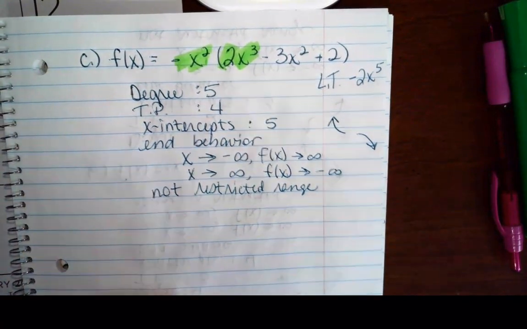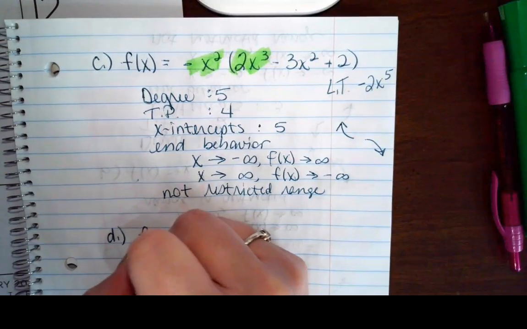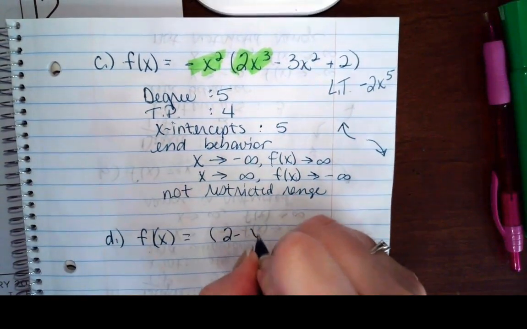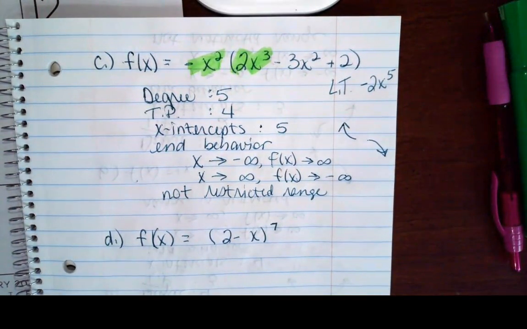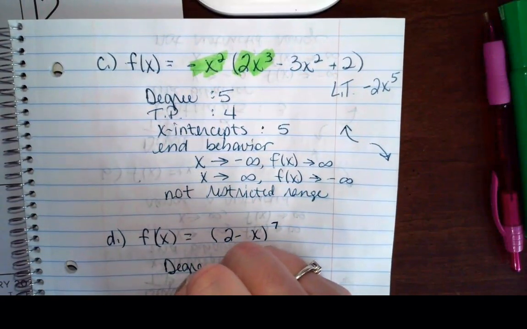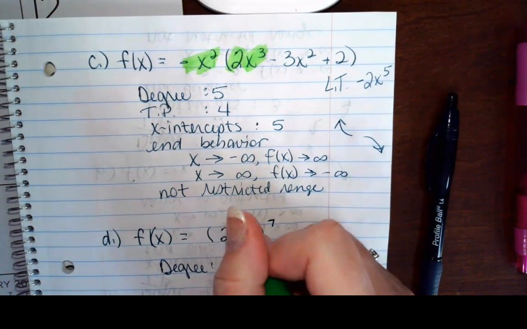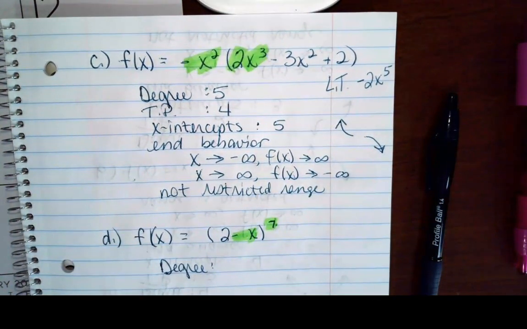All right, last one that we have is f of x is 2 minus x to the 7th. So this is set up as a multiplication problem, so I need to actually figure out how many x's I'm multiplying together. The way I'm going to look at the degree is I'm going to take my lead term and count how many times I'm going to be multiplying it times itself.